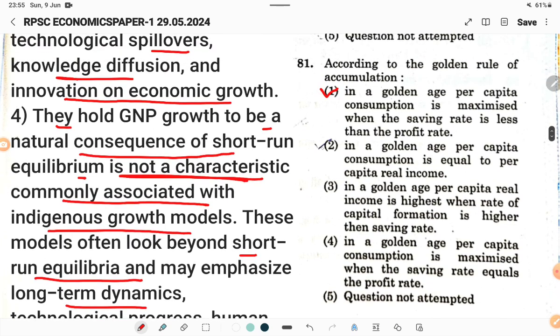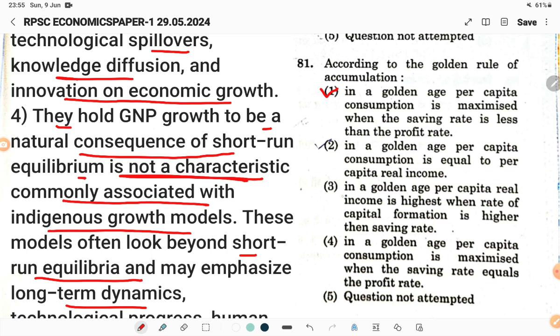And what about the other three statements? Second: in a golden age, per capita consumption is equal to per capita real income. This statement does not directly relate to the golden rule of accumulation. While per capita consumption and per capita real income are important economic indicators, the golden rule specifically addresses the optimal savings rate for maximizing long-term consumption levels. That's why this is not the appropriate answer here.